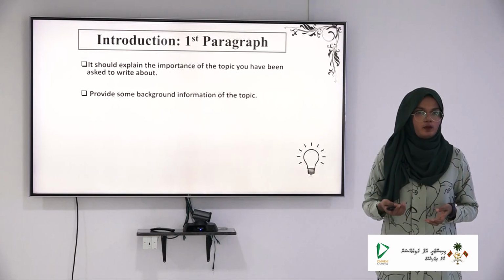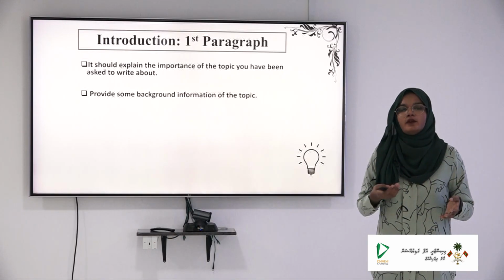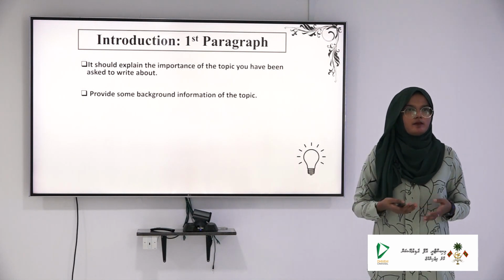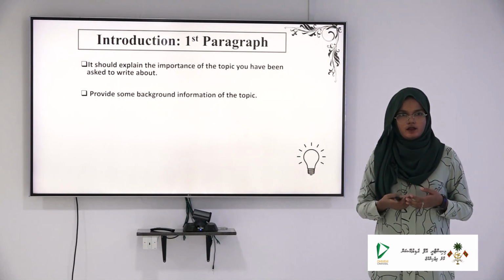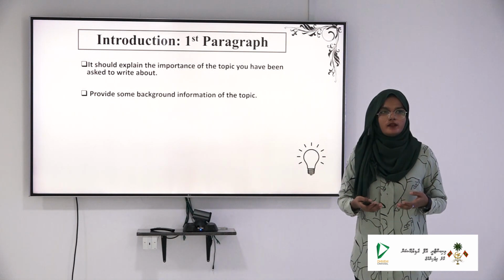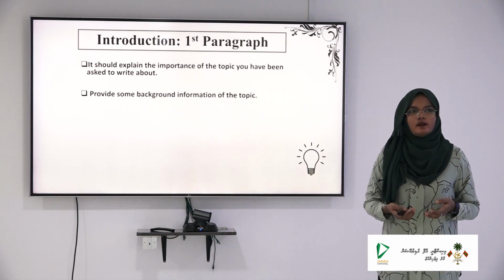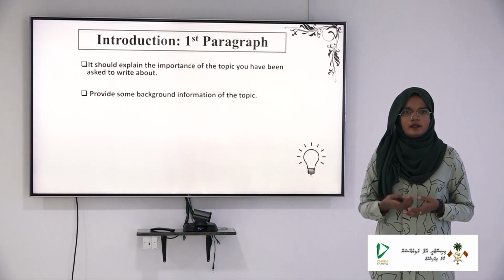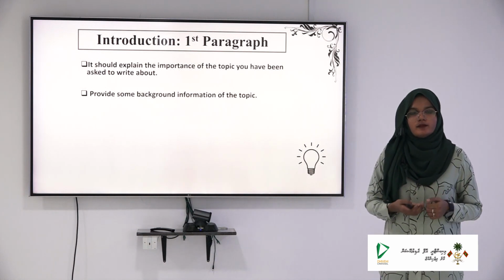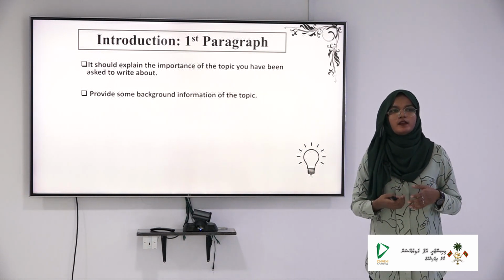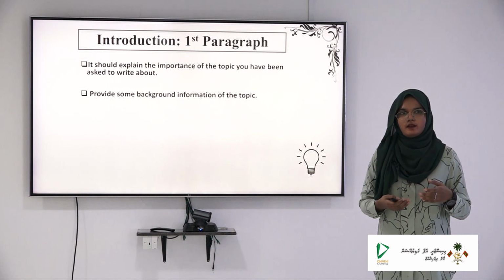And also, it is very important to provide some background information. Let's say a person that does not have any idea about what a mobile phone is would not be able to understand what your argument is based on. So, it is very important to have background information while you're writing an essay. So, always make sure to present background information about the topic.